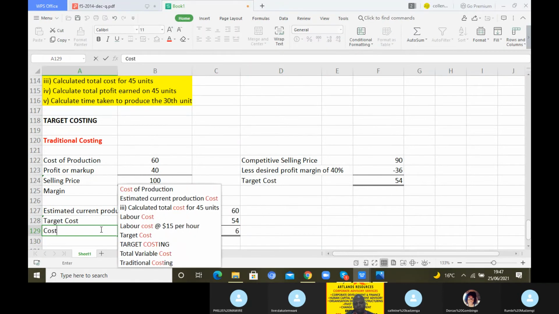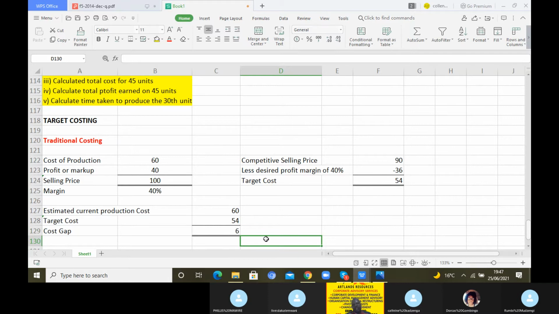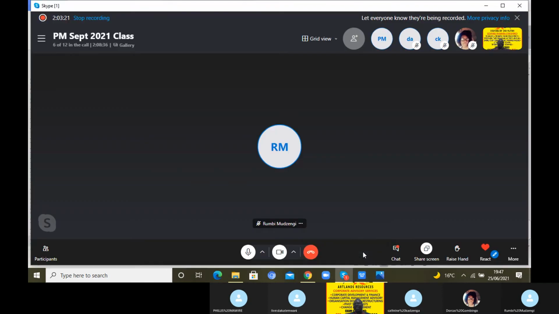Now I need to find ways of reducing the cost gap. Now, what are the ways of reducing cost gap? There are various ways I can reduce the cost gap, quite a lot. I need to reduce my costs from 60 to 54 without compromising on quality. And this is what I mean by reducing the cost gap. So quite a lot. So that's basically what target costing is about.